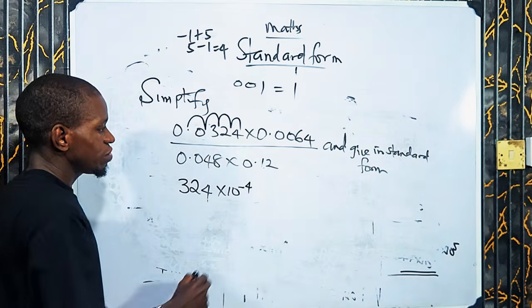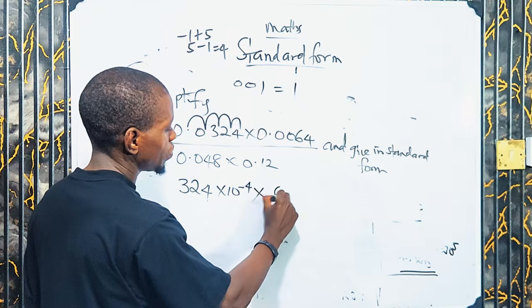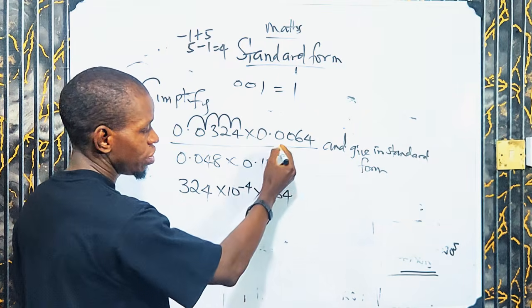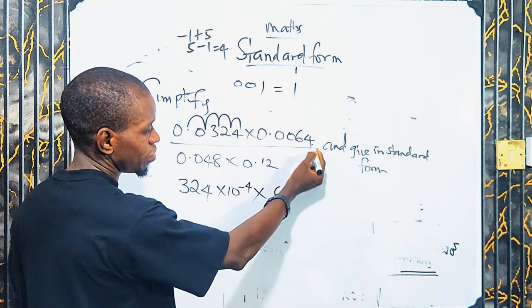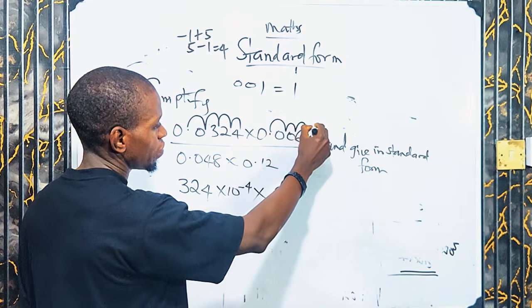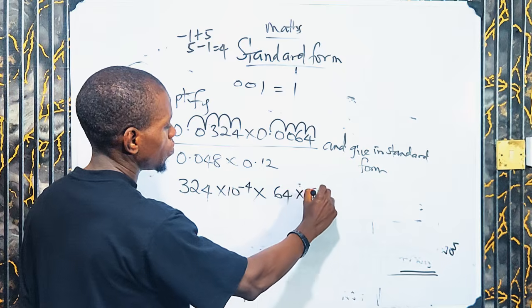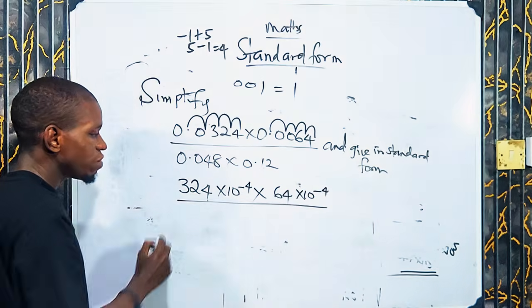All right. So I'll now say times what? What do I have here again now? This is going to be 64. I hope you know why it's 64. Because all these zeros don't matter. It starts from a number. So I have to move again. 1, 2, 3, 4. So it's going to be times 10 raised to the power minus 4, all over.